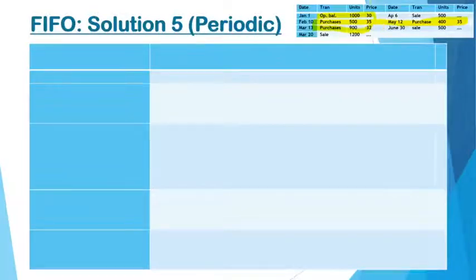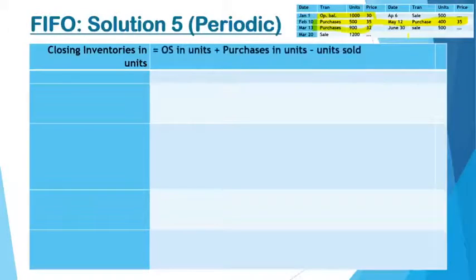Your total purchases are here 1000 plus 500 plus 900 plus 400, and your sales are 2200 units, right? Can you get that? 1200 units, then 500, and then again 500 units being sold. So your closing inventories will be opening stock plus purchases minus units sold. It's in unit terms, so that gives us 600 units. Now FIFO method says first in first out. It means your inventory should be from the latest lots.